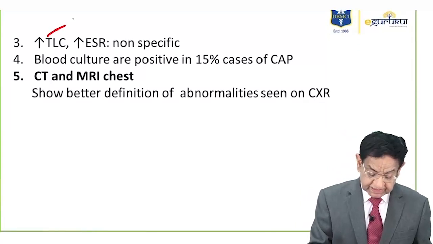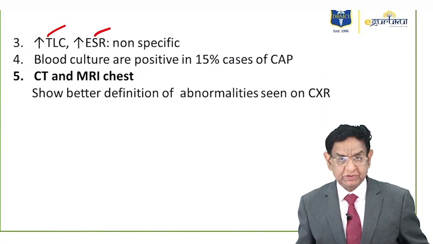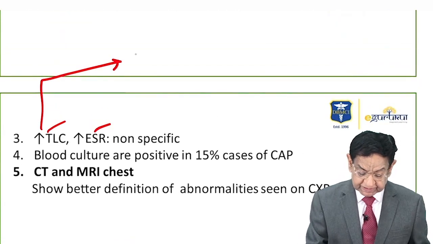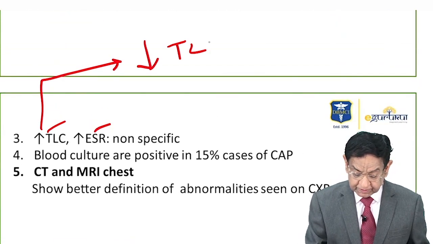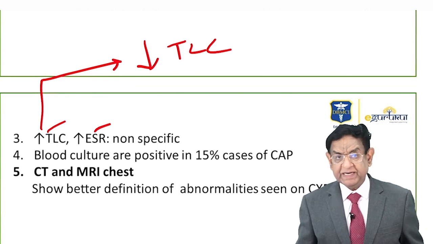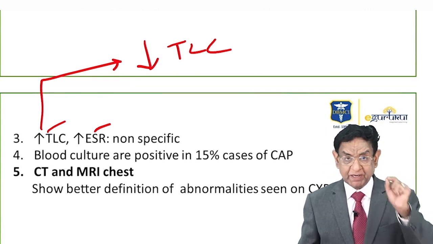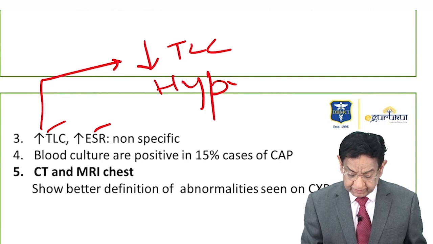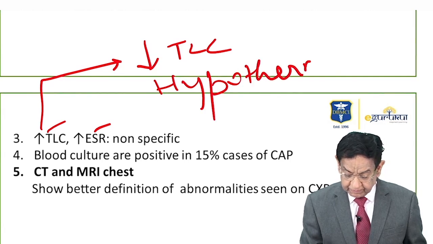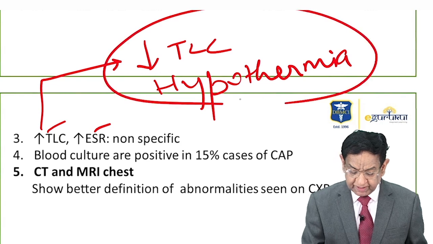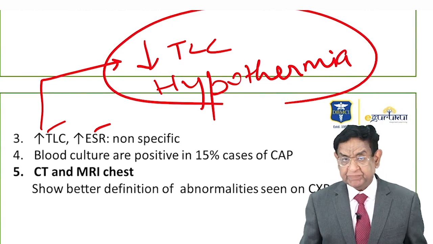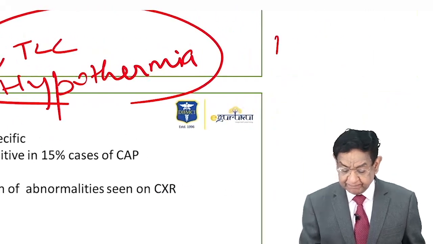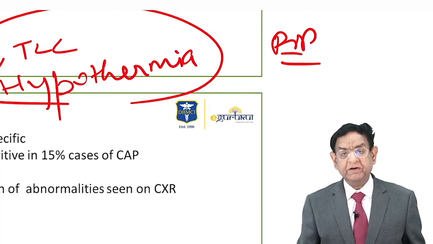Well, raised TLC and increased ESR are of course very important findings, but non-specific. But I would definitely like to say that if the TLC count is low, that leukopenia is there, that is a very bad sign. Remember, leukopenia in a case of pneumonia with hypothermia: these are the two important findings which indicate the patient is going into septic shock. That means we have to monitor the patient very carefully by checking the BP and other clinical parameters.